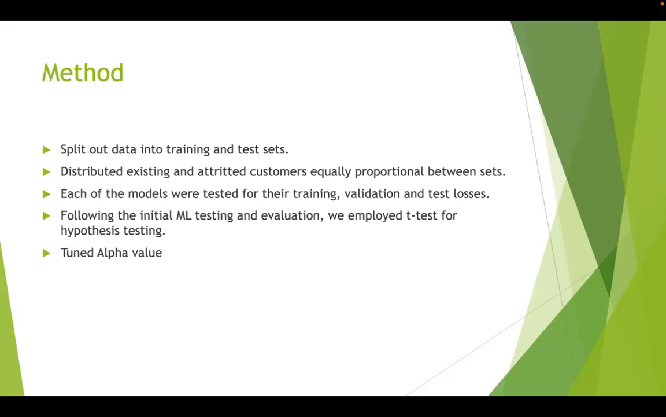So the method was that we used the train test split function from the scikit-learn library to split the data into training and test sets. And looking at the data set, there are a total of 20,071 customers, out of which only 2,572 were attrited. So we made sure that these customers were distributed proportionally between the two sets. And each model was tested for training, validation, and test losses. After the initial testing, we decided on using t-test for hypothesis testing, during which we tuned the alpha hyperparameter.